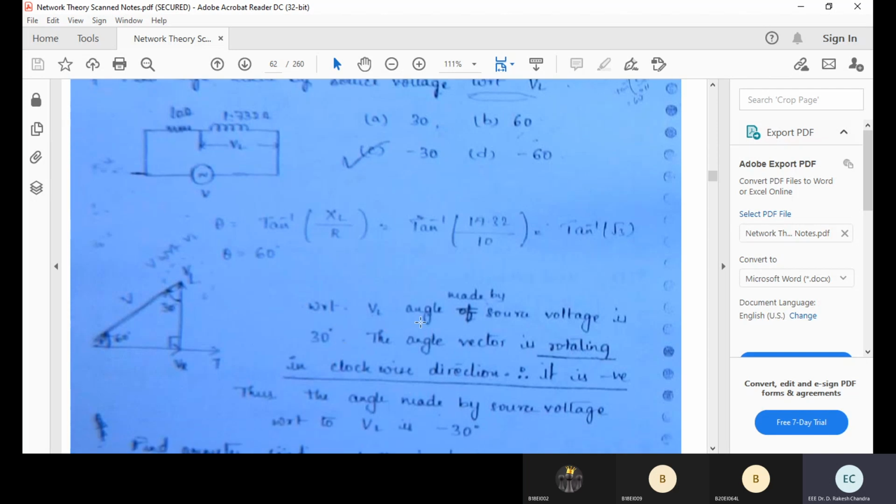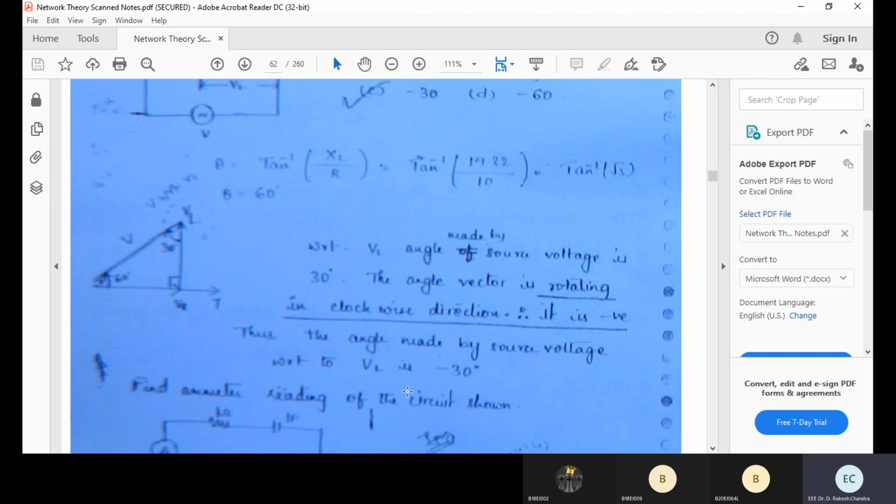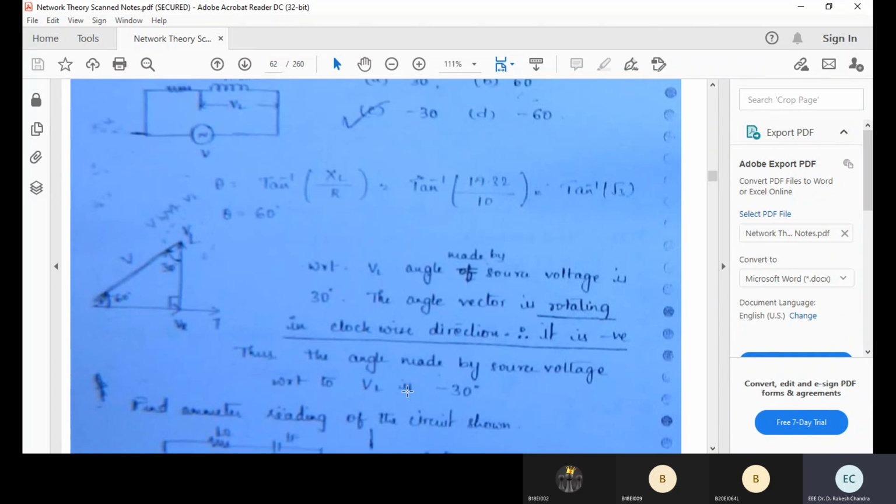Okay. With respect to VL, the angle made by the source voltage is 30 degrees. The angle vector is rotating in the clockwise direction, so it is negative. The angle made by the source voltage with respect to VL is 30 degrees. So you just look into this one. This is the theta. Your theta is equal to 60 degrees. If theta is equal to 60 degrees, what about this angle? Your source voltage with respect to the inductance is minus 30 degrees.